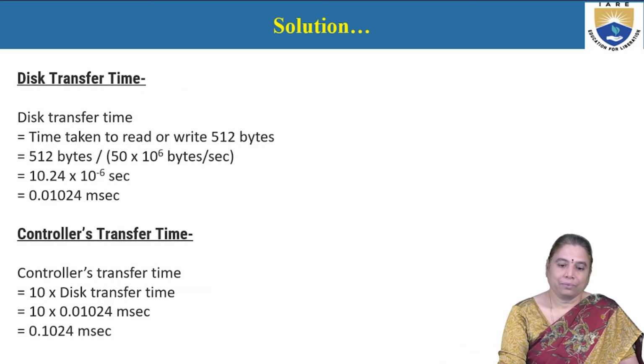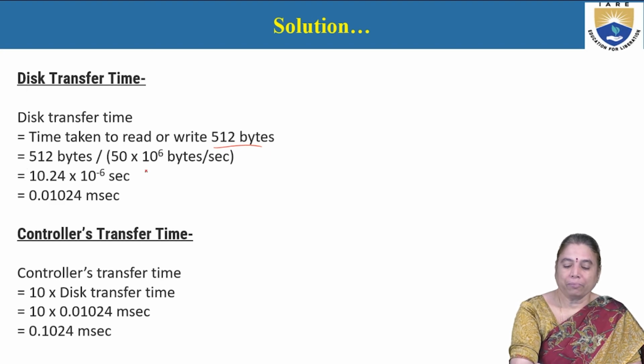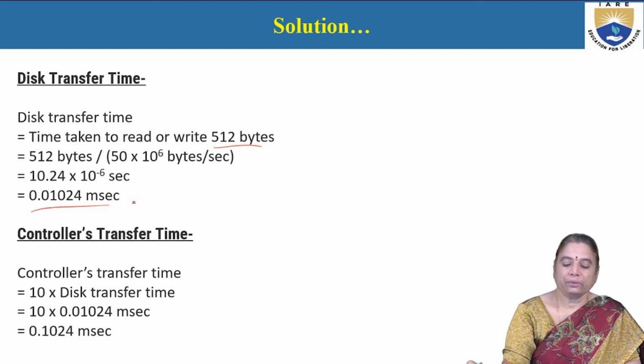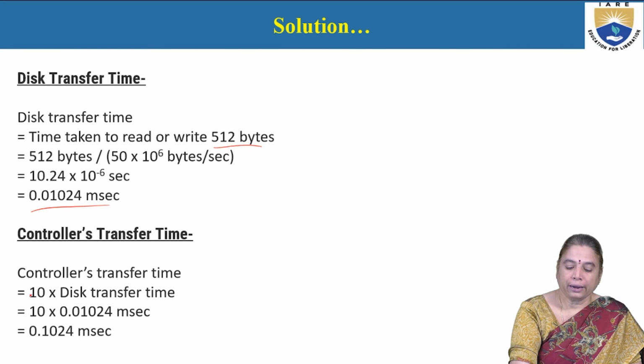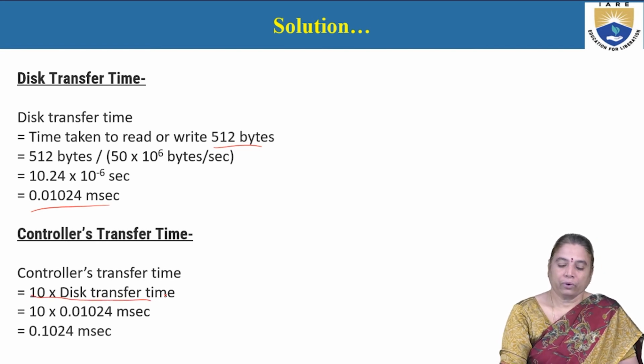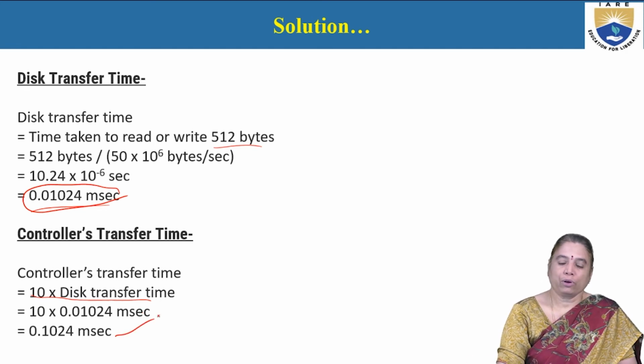What is the data transfer rate? The data transfer time is the time taken to read or write 512 bytes. So here the 512 bytes by 50 into 10 power 6 bytes per second. So it can be 0.01024 milliseconds. So controller's transfer time is equal to 10 into disk transfer time. So 10 into this, the transfer time can be multiplied. So the answer is 0.1024 milliseconds.